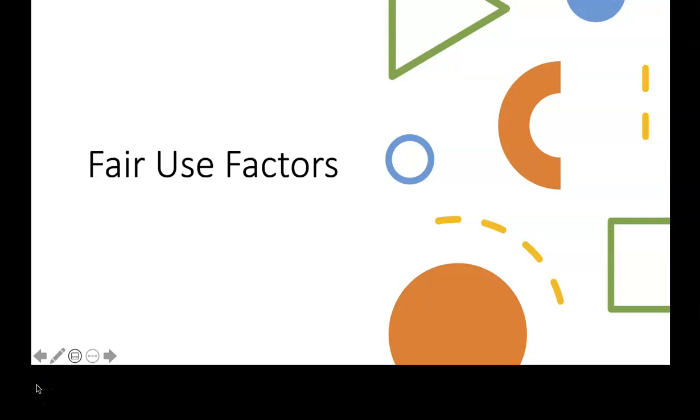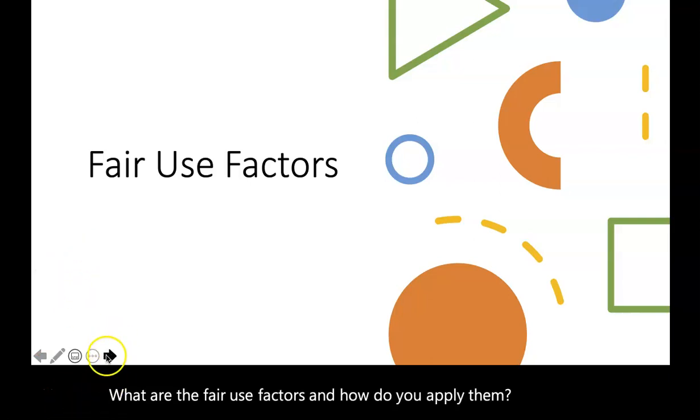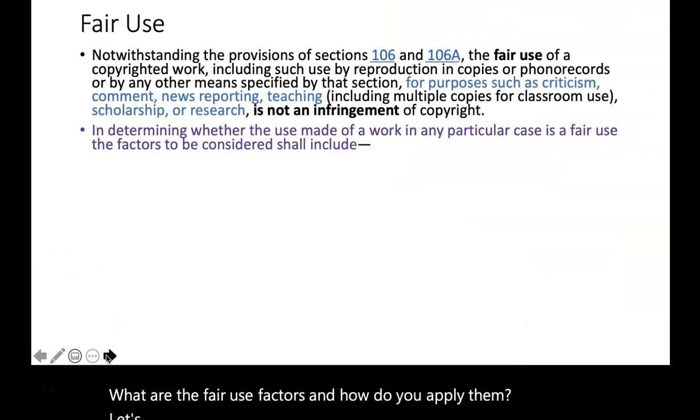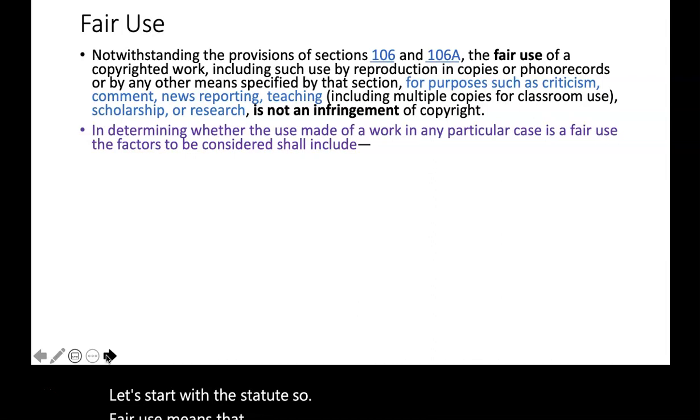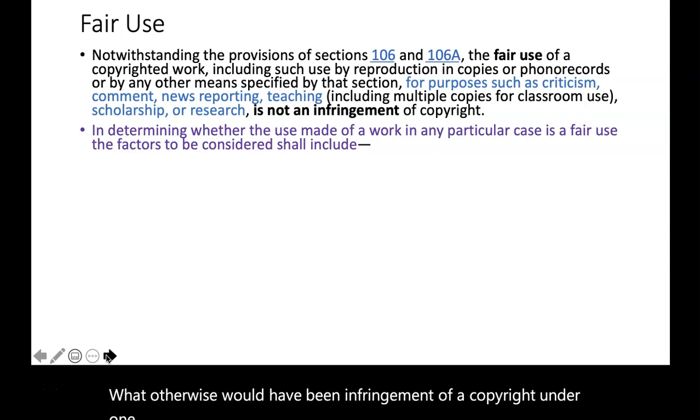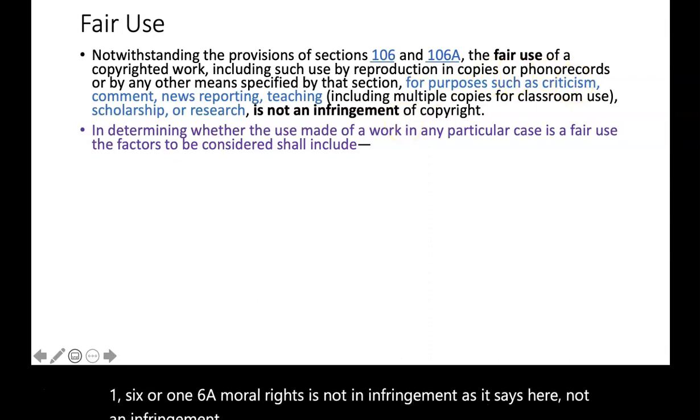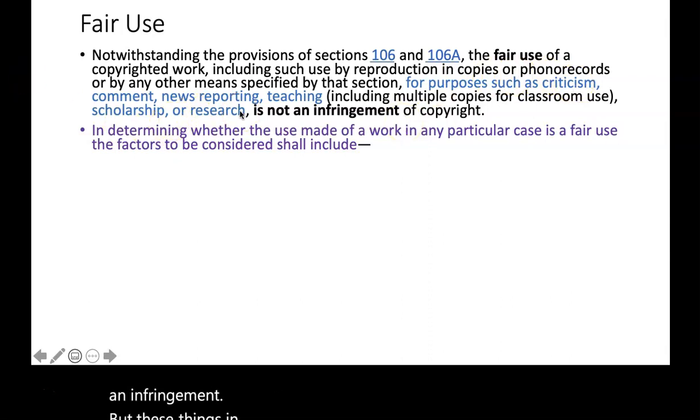What are the fair use factors and how do you apply them? Let's start with the statute. Fair use means that what otherwise would have been infringement of a copyright under 106 or 106A moral rights is not an infringement, as it says here, not an infringement. But these things in blue are not per se categories that always work, unlike the laws of some other countries.